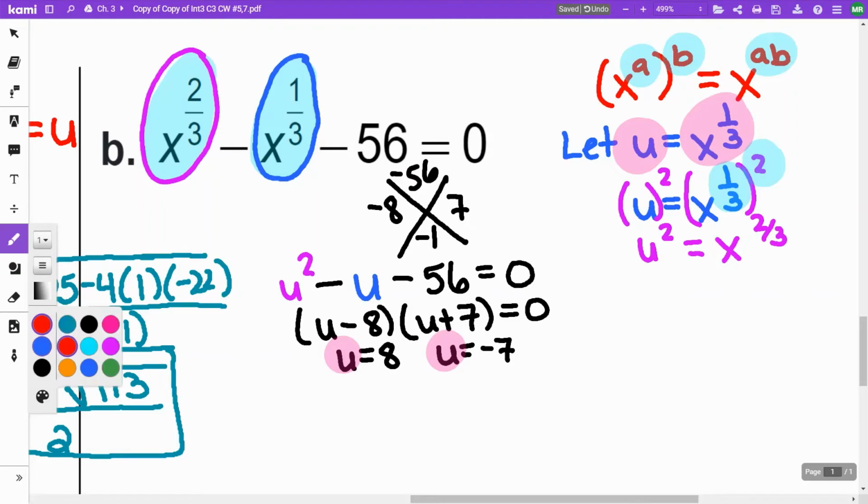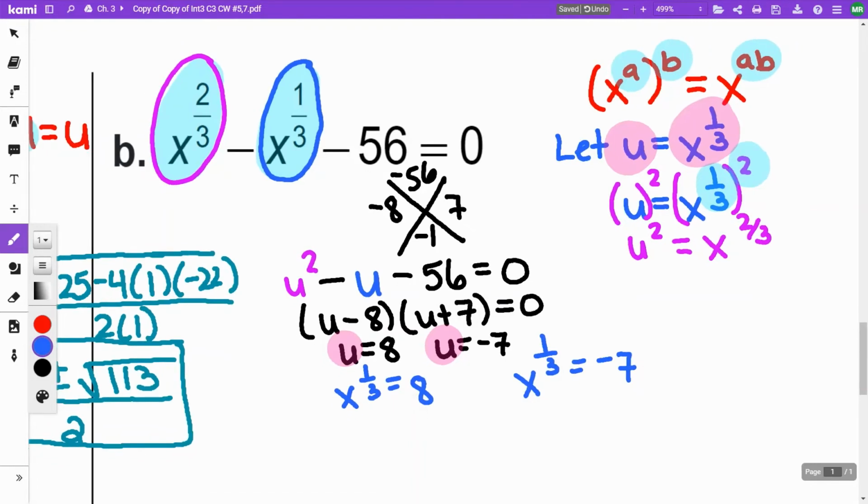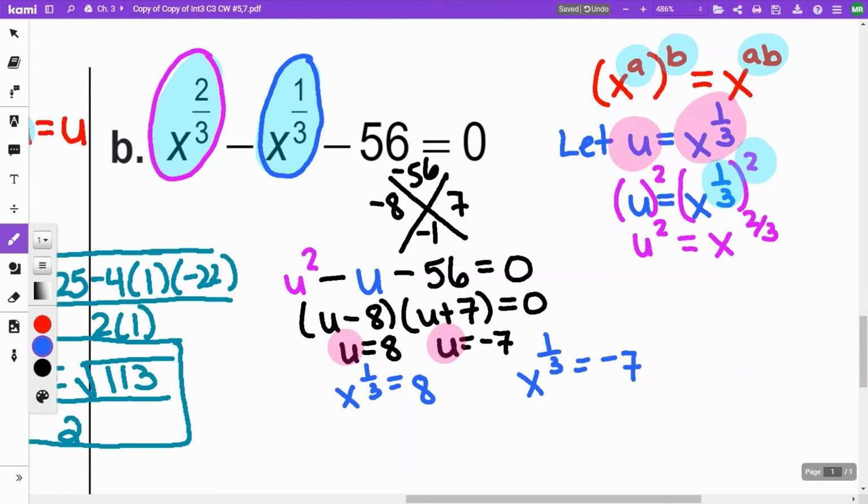So I am going to rewrite this as x to the 1/3 is equal to 8, and x to the 1/3 is equal to -7. Now, I don't want it to be a 1/3. Okay, you might remember from integrated, hopefully you remember from integrated 2, that if I raise something to the 1/3, that is really the cube root. I'm really taking the cube root. So I'm going to cube both sides to undo a cube root. Another way to think about it is I want x to the 1, not x to the 1/3.